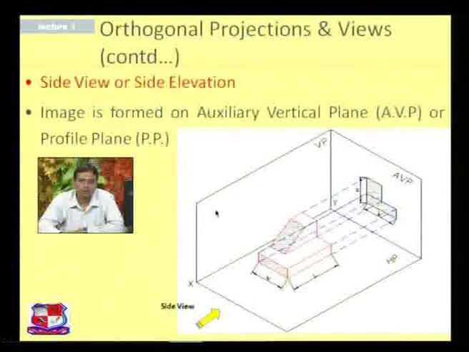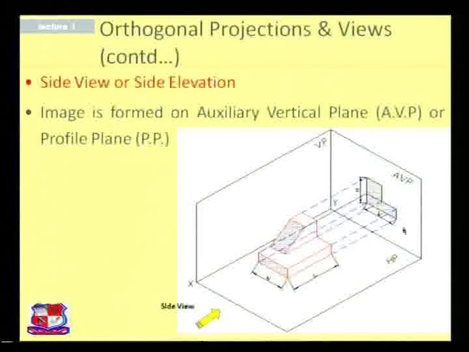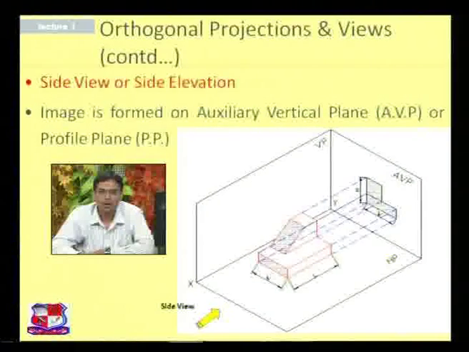When the object is kept in the horizontal and vertical plane, and the auxiliary vertical plane is also kept to see the side view, then the image which is formed in the side view direction is known as the side elevation. The plane is also said to be the auxiliary vertical plane, and also the profile plane.